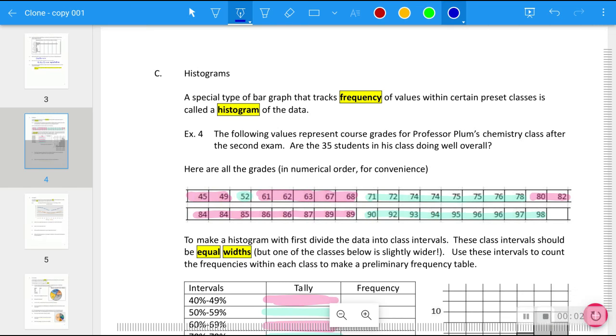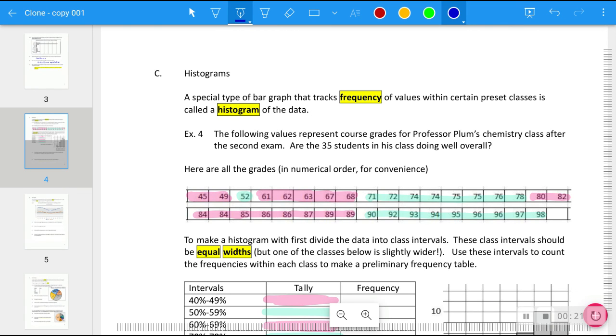Okay, this is Mr. Peterson, and we're picking up where we left off for the Math 31 Notes sections 7.1 and 7.2. This is the second of two videos. Okay, we've learned a couple other types of graphs, and now we're going to turn our attention to a histogram.